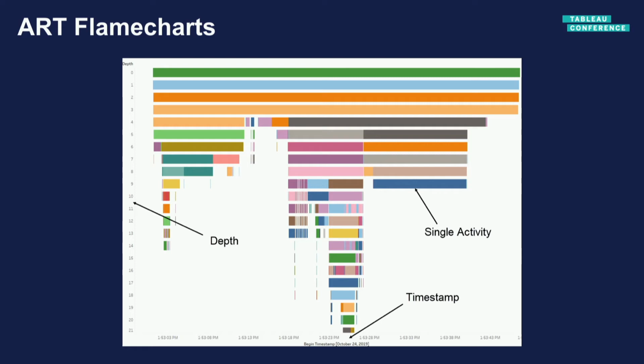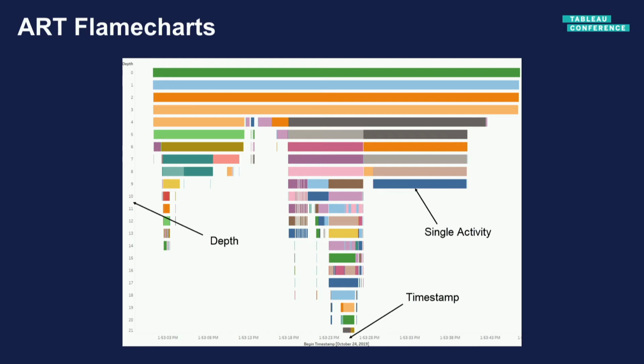Each bar up on the screen there corresponds to a single activity. The length of the bar is proportional to the elapsed time for that activity. The bars that you see higher up on the screen are the parent bars. The ones that are lower down are the child activities that were spawned by the parent activities. So that's, in a nutshell, what a flame chart view should look like.